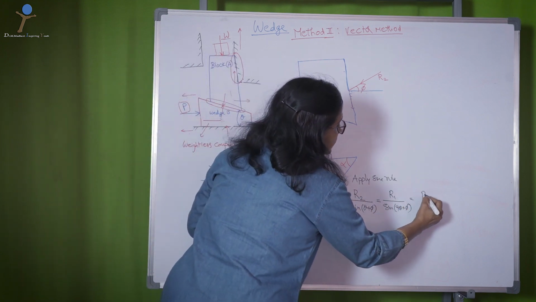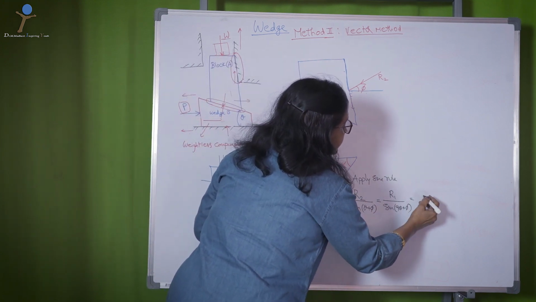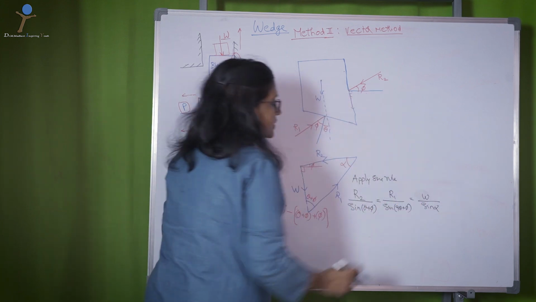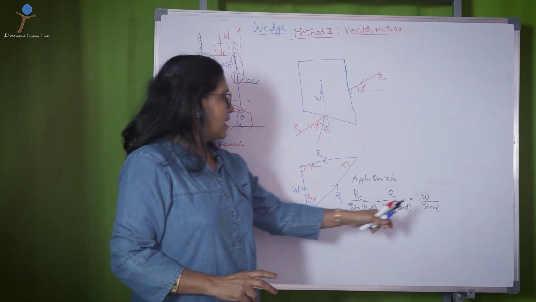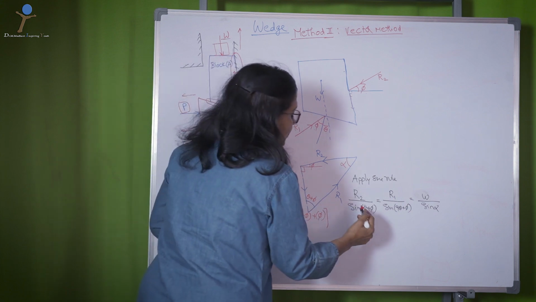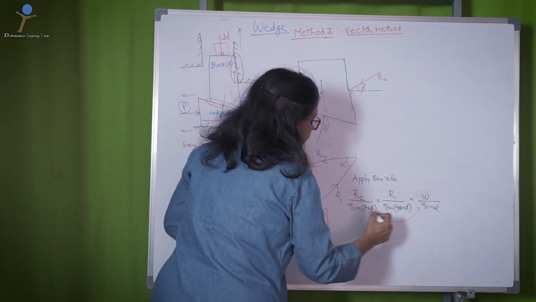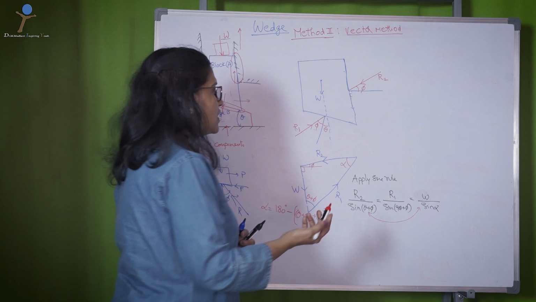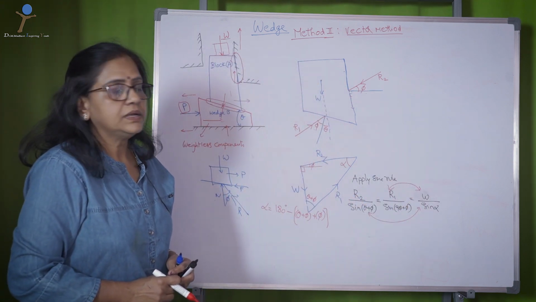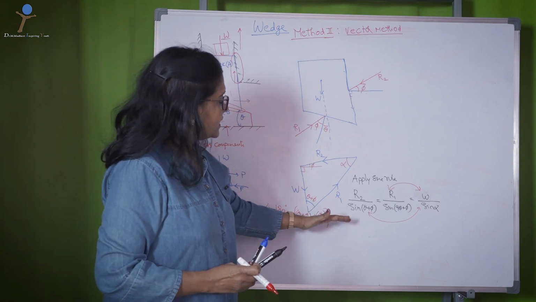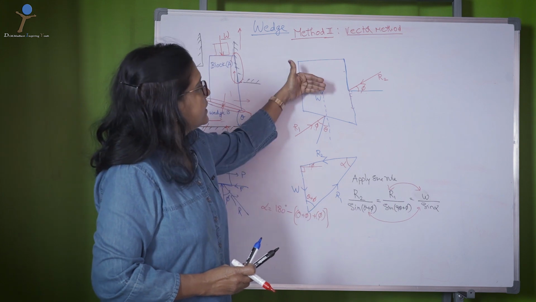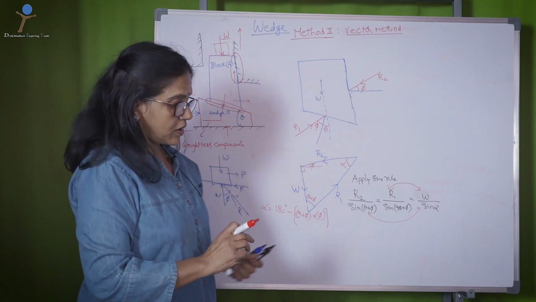That is equal to W divided by sine alpha. So, the unknown alpha or R1 and R2 can be obtained by taking any two relations and solving for the unknown values. So, this is how you can solve the values of reactions from the vector method. This is for the block.